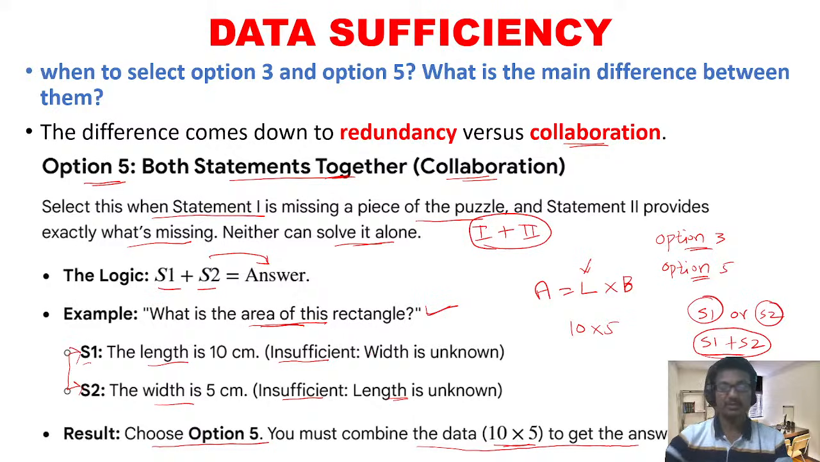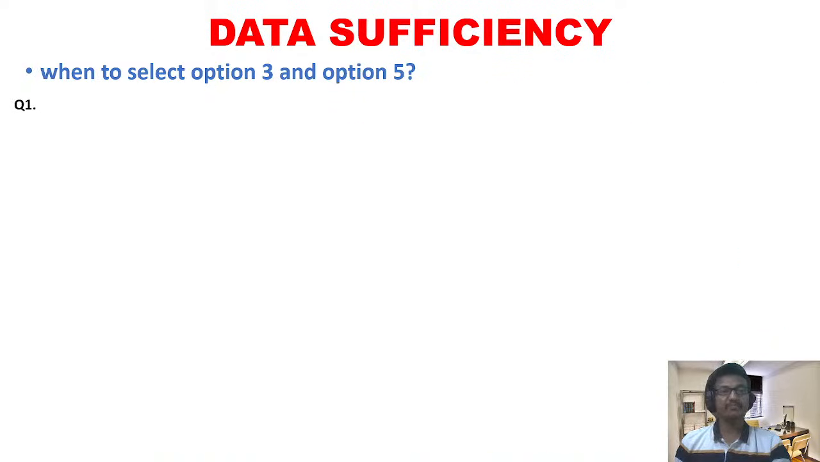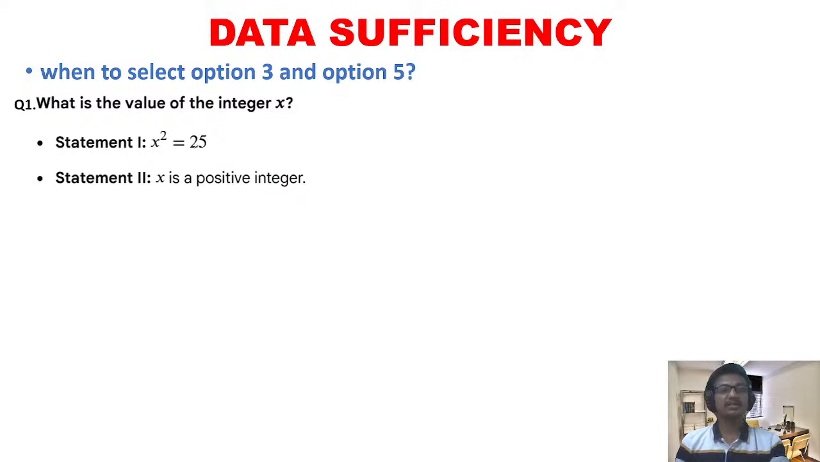Let us work out some more problems of this kind. Here is the question: what is the value of integer x? This is another kind of question generally asked in the data sufficiency section. Statement 1: x square is equal to 25. Statement 2: x is a positive integer. Now let us take statement 1 alone. When you take statement 1 alone, x square is equal to 25 is given.